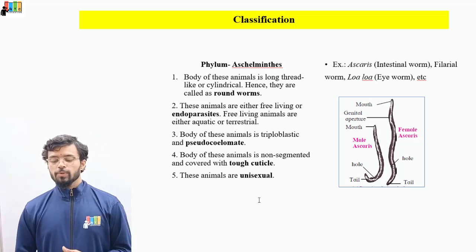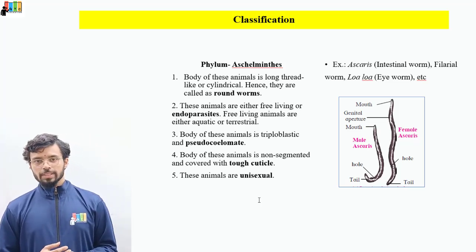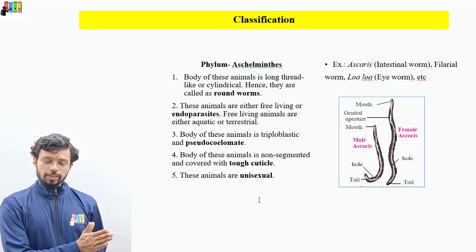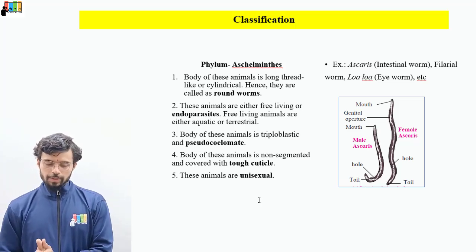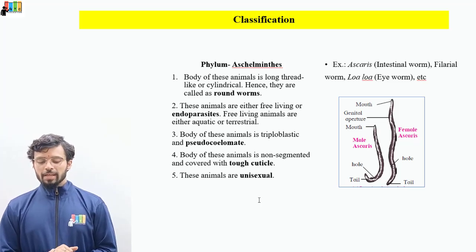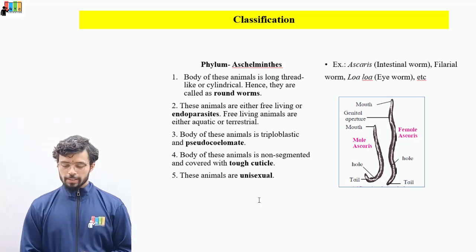Then let's come to this class of Aschelminthes. So these are roundworms. First we studied flatworms, now we study roundworms, right? So roundworms are usually endoparasites. Free living animals are either aquatic or terrestrial, right? But most of them are endoparasites.